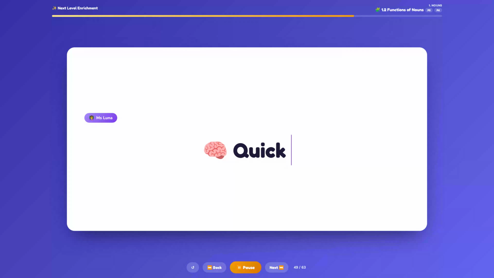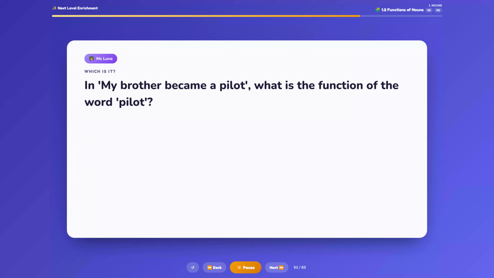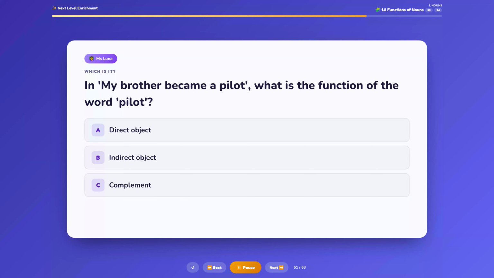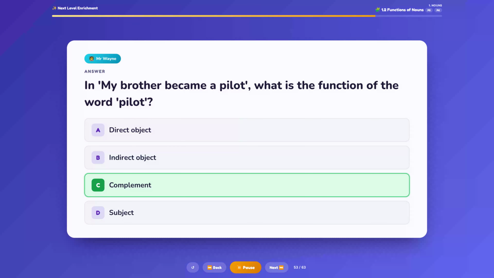Quick check 5. In My brother became a pilot, what is the function of the word pilot? Is it A, direct object, B, indirect object, C, complement, D, subject? The answer is complement. Became is a linking verb, and pilot renames the subject brother, so pilot is a complement.